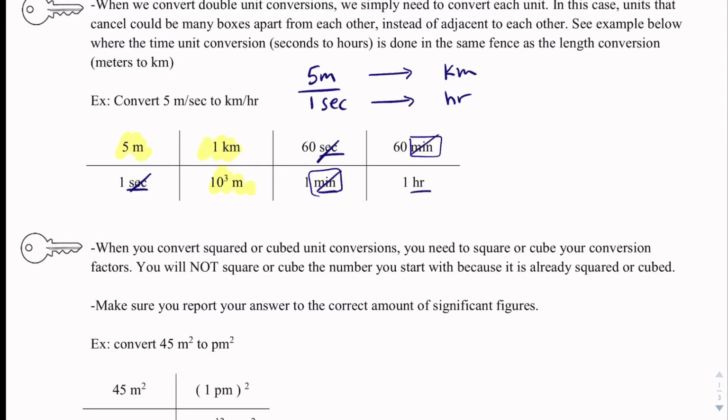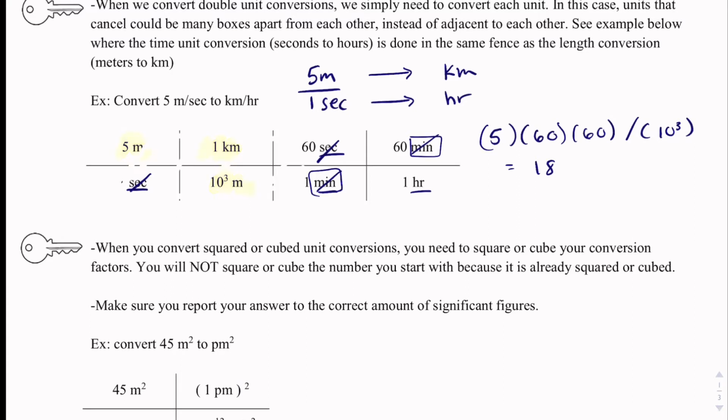The math here, of course, is going to be 5 times 60 times 60 divided by 10 to the third. I'll plug that into my calculator. And when I get this, I get 18.